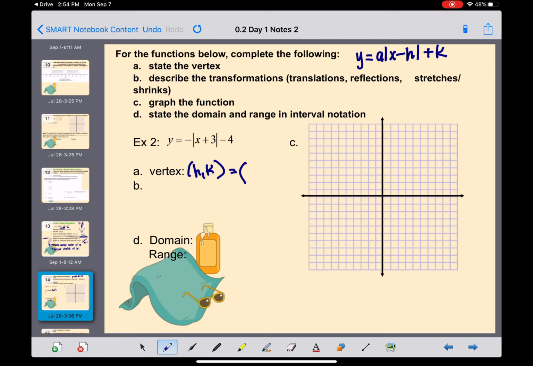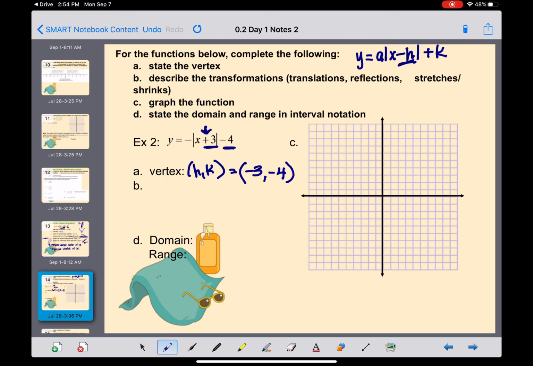So in this equation, I have x plus 3. So up here, that's minus h. So in order to make it a plus sign, that means that it would have to be negative. So x minus negative 3 becomes x plus 3. So anytime you see that plus sign there, you're thinking opposite. It's going to be a negative 3 going to the left. And then out here we have the k, which is a minus 4, so that's going to be a negative 4 for the vertex.